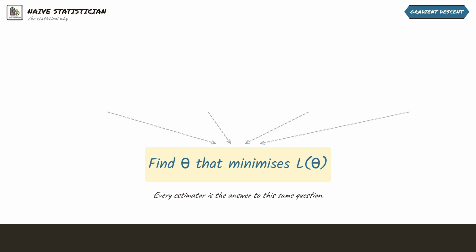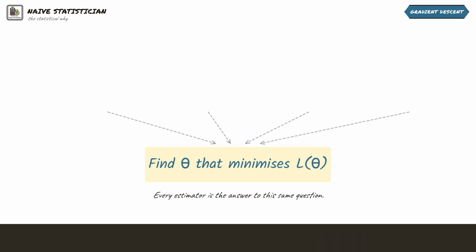Take logistic regression. We minimize the cross entropy loss. Take ridge regression. We minimize the sum of squared errors plus a penalty term. Even maximum a posteriori estimation, or MAP, minimizes the negative log of the posterior. Every single one of these is the same shape of problem. We have some function L of theta, call it the loss function, and we want to find the value of theta that makes L of theta as small as possible.